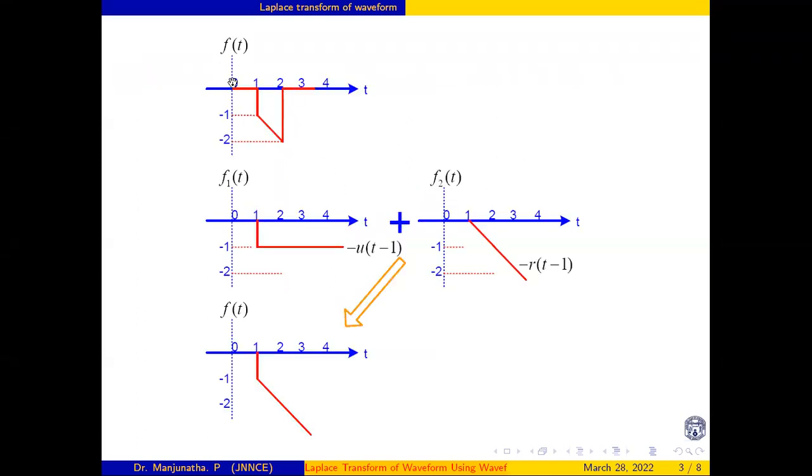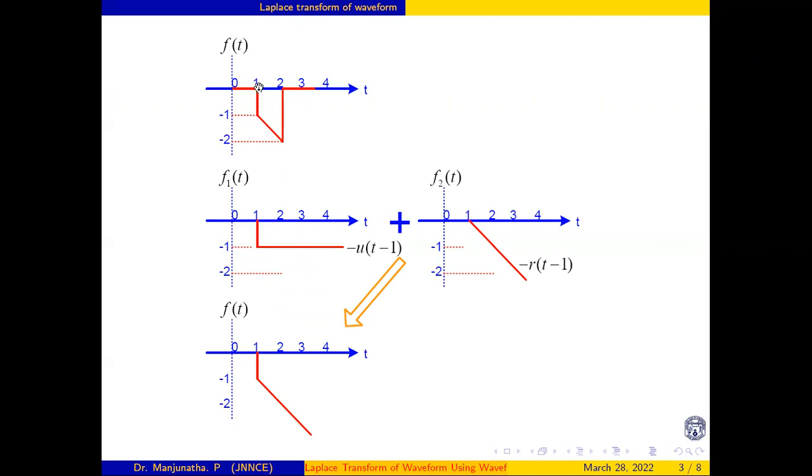We will start writing the waveforms. This is a unit step function. Its magnitude is -1, and it starts at 1. It is delayed by 1 unit of time, and that's why its magnitude is -1. That is minus u of t minus 1.